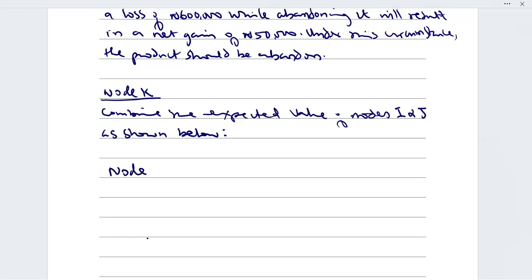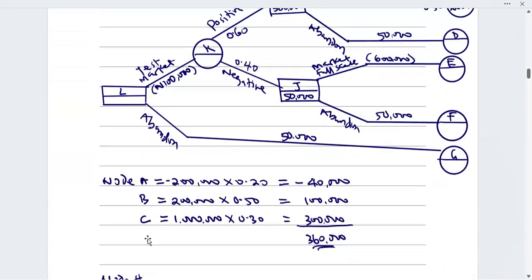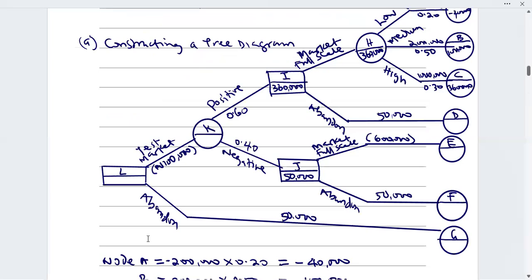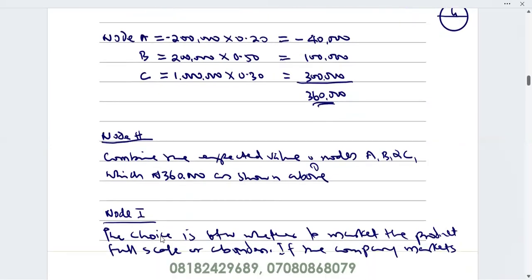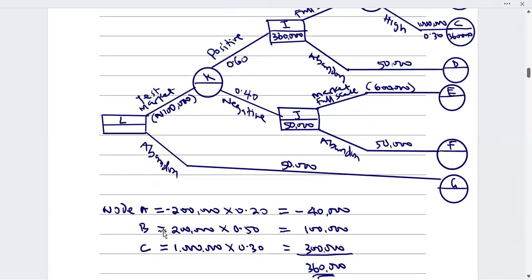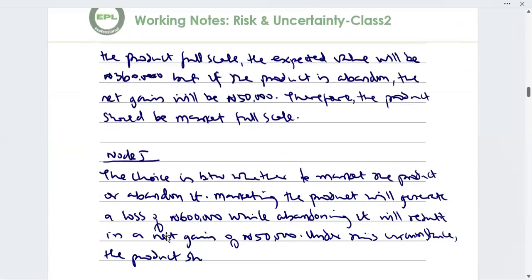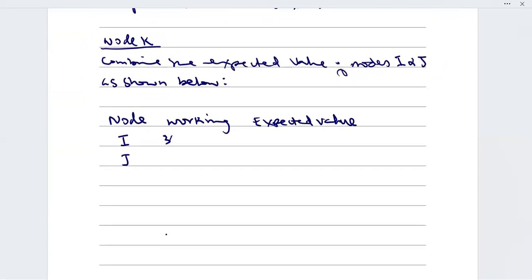So node, then working, then expected value. Node I, node J. The expected value of node I is 360 under positive. The expected value of positive is 360 at a probability of 0.6. The expected value of node J is 50,000 at a probability of 0.4. So here will be 360,000 multiplied by probability of 0.6. Here is 50,000 with a probability of 0.4.